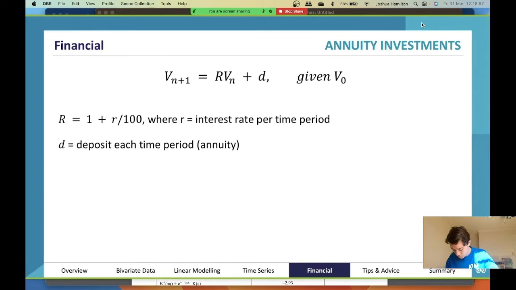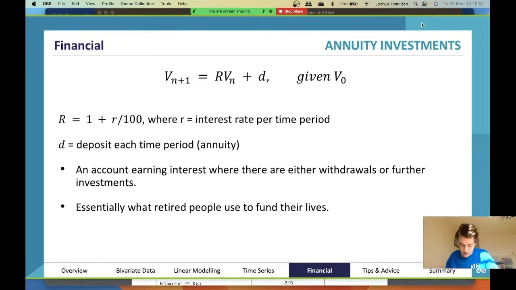And then we have two more things, well, three more things technically, but two more sort of things that are pretty cool. So we have an annuity and we have a perpetuity. These things are very similar, but slightly different. The annuity is essentially where, think of it like a super, an account earns interest and there are either withdrawals or further investments. Usually, these are withdrawals. Annuities are generally withdrawals, so I'm going to change this and go negative D. They're generally used as like a retirement fund.